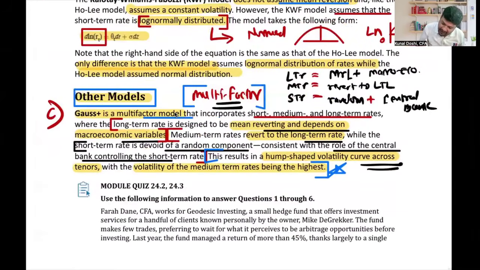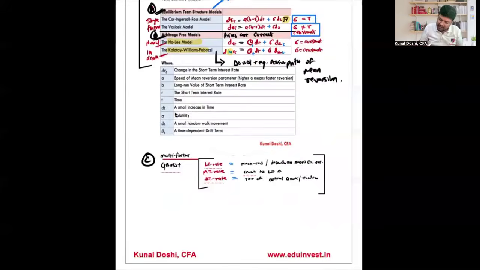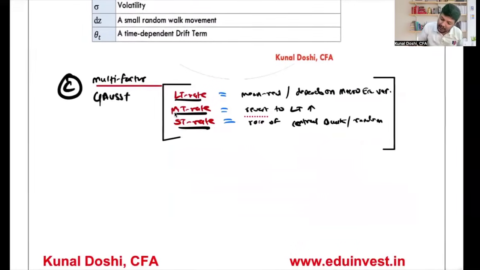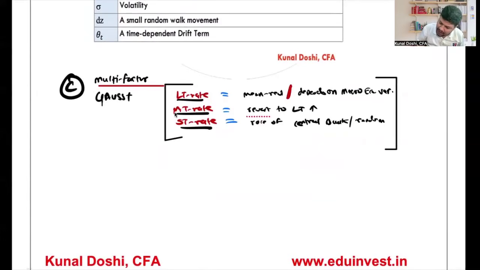Now, the only multi-factor model that is discussed here is Gauss Plus. Gauss Plus is an amazing model because here it takes into consideration not only the long term but the short term and medium term rates also. So it's the only model which takes into consideration long term, medium term, and short term. Now, what do they discuss about the long term rate? They said that long term rate is mean reverting, and it is dependent on macroeconomic variables.